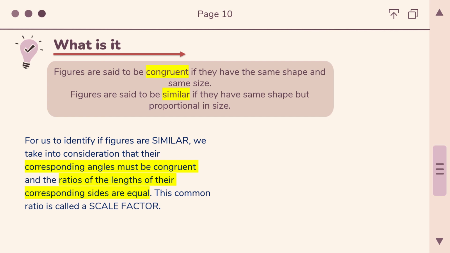Ratio sa length. So, nagtalk tag proportion. Dili gyud exactly the same good ang gitas-on, but at least they are in proportion. So, this common ratio is called scale factor. Later, we will try to adapt unsa dyan scale factor when we solve the following problems involving similar figures.